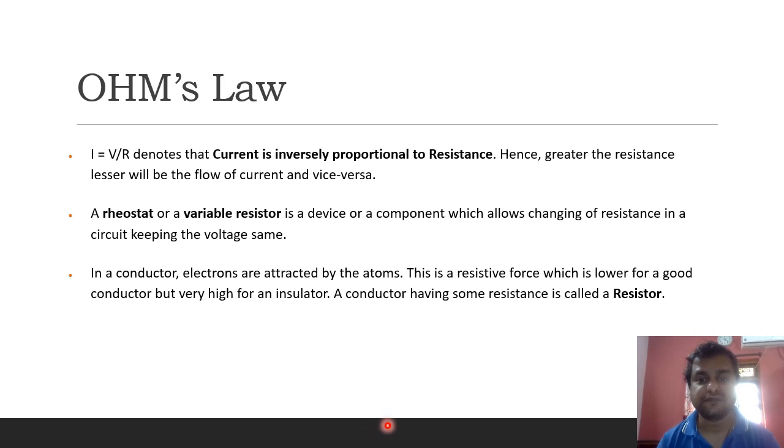In a conductor, electrons are attracted by the atoms. This is a resistive force which is lower for a good conductor, obviously, and very high for an insulator. We usually use insulators to protect from high voltage, to protect from spikes of electricity. Sometimes we have huge spikes of electricity which can damage electrical appliances. So for that we need some sort of insulation to maintain a particular level of electrical current flowing through that circuit. A conductor having some resistance is called a resistor.